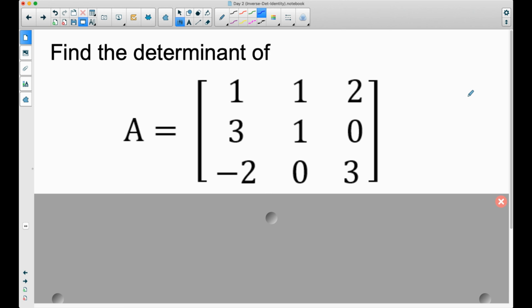So do we want the absolute value, whatever number we get? Is that what the bars are for? No, it's the determinant, but that's their symbol for it, the straight lines. It looks like the absolute value, but.